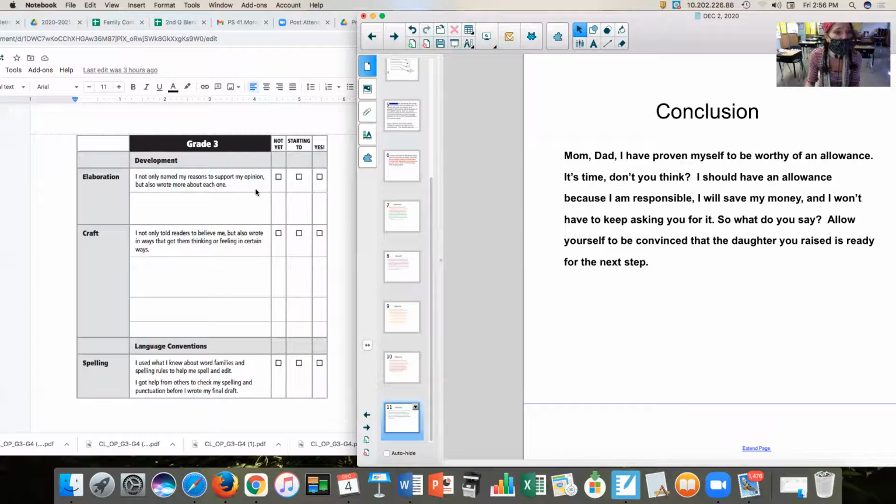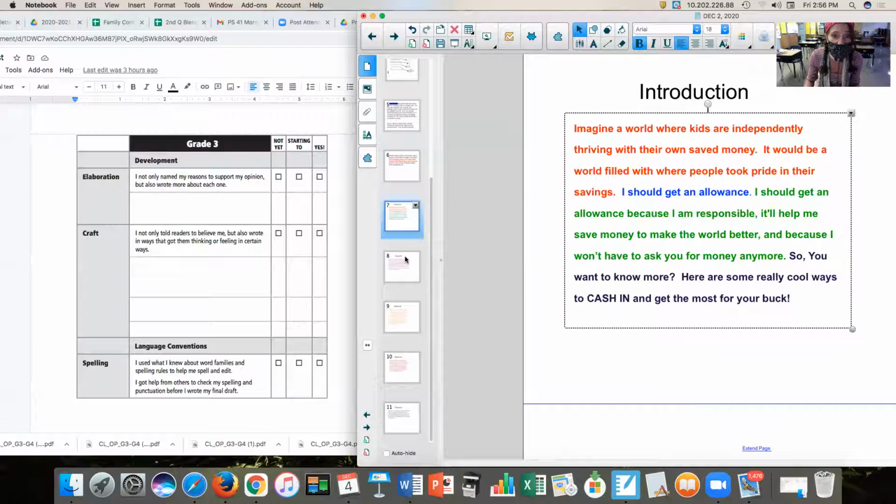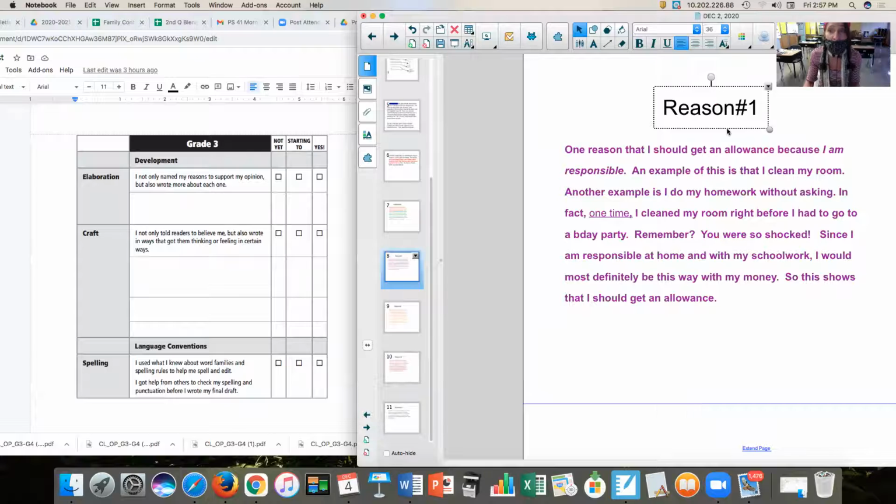So I not only named my reasons, okay, to support my opinion, but I also wrote more about each one. So here's my reason number one. I'm going to name it. One reason that I should get an allowance is because I am responsible. I named it, but I wrote more about that. So yeah, I did. I not only told readers to believe me, but I also wrote in ways that got them thinking or feeling. Did I write something that makes them think or feel a certain way? You have to check and make sure. Just because I, Nancy Wall, did it doesn't necessarily mean you did it.